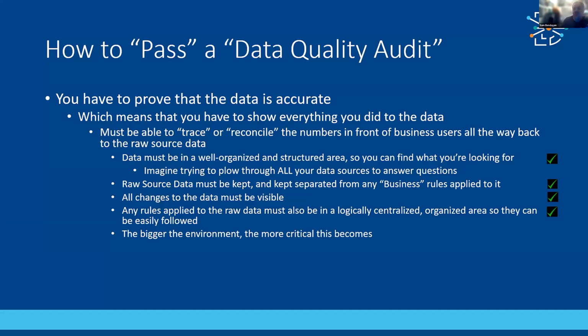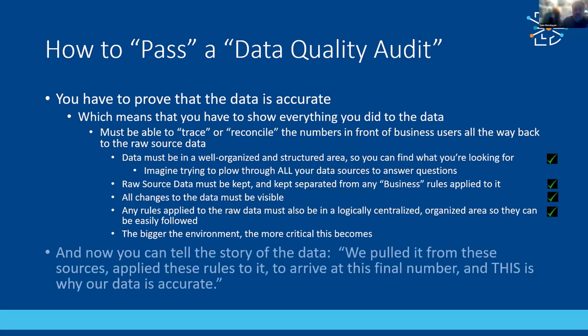So the good news is, if you do it properly, you can pass a data audit. And remember also that the bigger the environment is, the worse this problem gets. I've talked to people that have done data warehouses with thousands of sources. Imagine just the tornado of chaos that you could have in an environment like that if it's not organized. And finally, you tell the story of the data. We pulled it from these sources. This is what we did to it. And this is how we got to the final number. And this is why our data is accurate. And now the auditor is going to be happy.